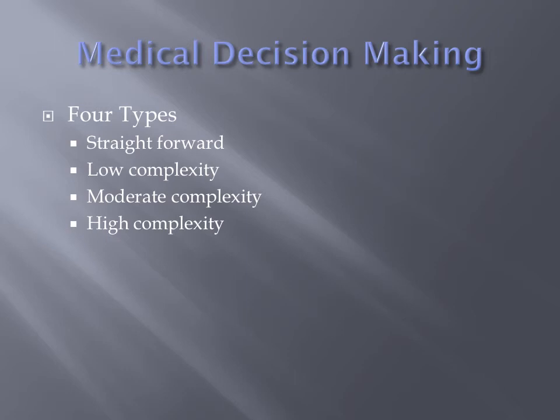Medical decision making is an extremely big factor when it comes to picking your evaluation and management code. It is probably one of the more difficult elements, but there are 4 different types of medical decision making: straightforward, low complexity, moderate complexity, and high complexity. You may want to refer to table 8.2 on page 199.